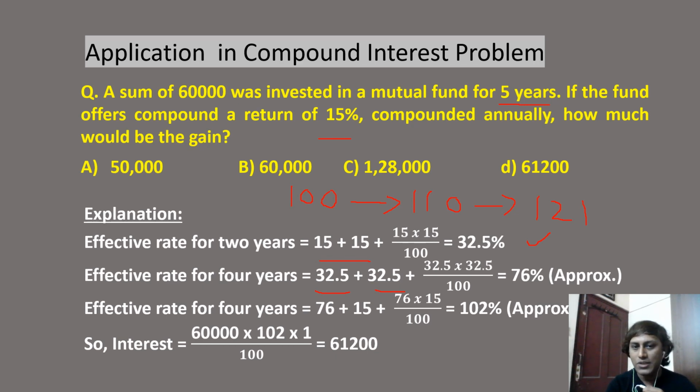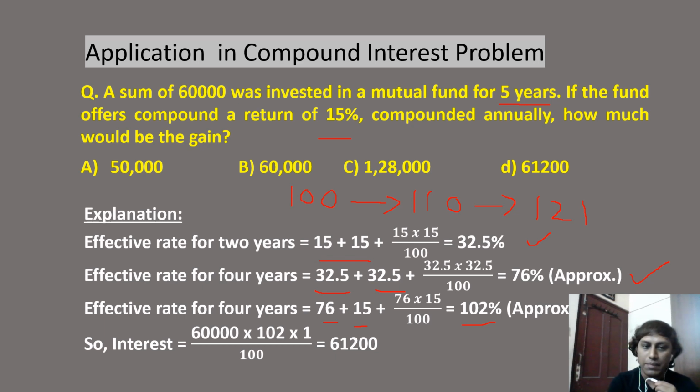If you simplify, that must not be difficult. 32 square is 1024. So approximately I am getting 76%, right? This is for 4 years. So for 5 years, 76 plus 15 plus 76 into 15, divided by 100, and that is becoming approximately 102%. So guys, what does it mean? 15% compound interest for 5 years is same as 102% simple interest for 1 year, and calculating simple interest would be a cakewalk.